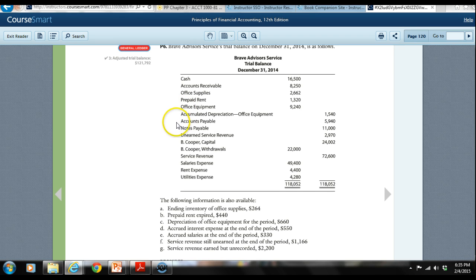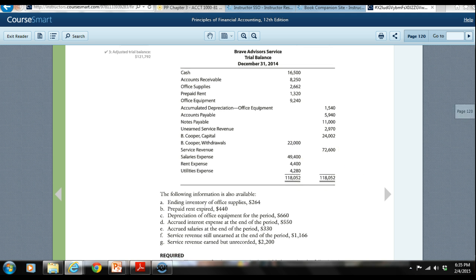Then you see the next grouping are liabilities. Our accounts payable, our notes payable, and our unearned service revenue are all liabilities, and they all have credit balances. Then from there, we show our equity section. We've got our B. Cooper capital, and then our B. Cooper withdrawals, part of the equity section. Then, do you see the accounts afterwards? Service revenue and our various expenses are part of our income statement, aren't they?